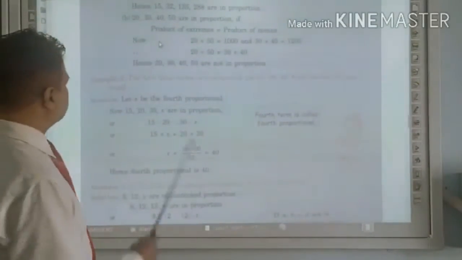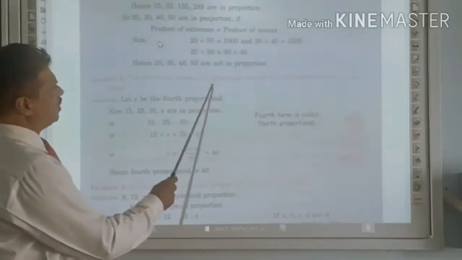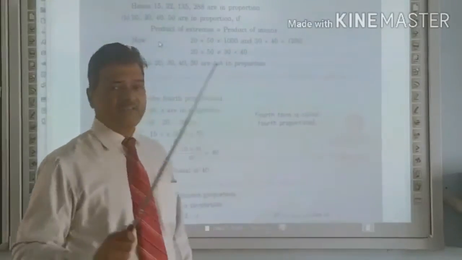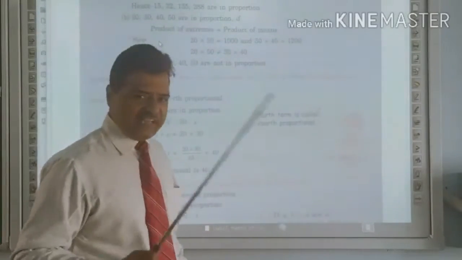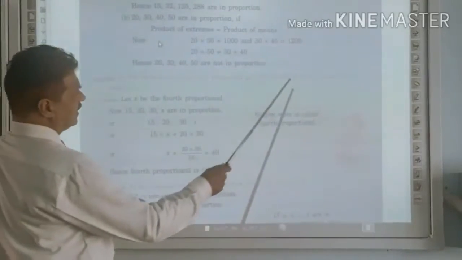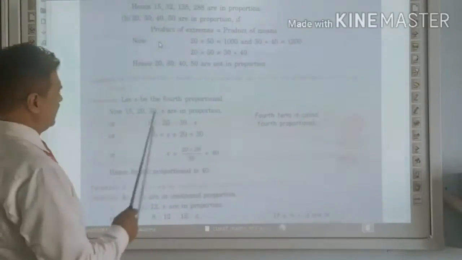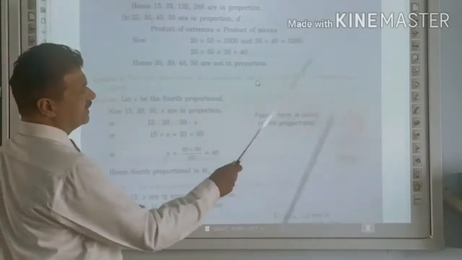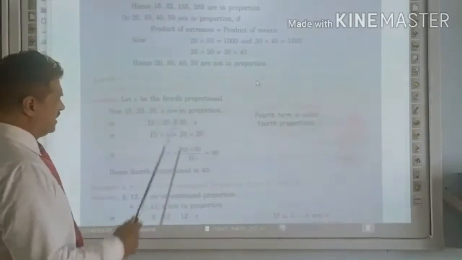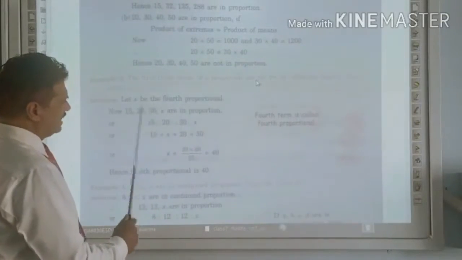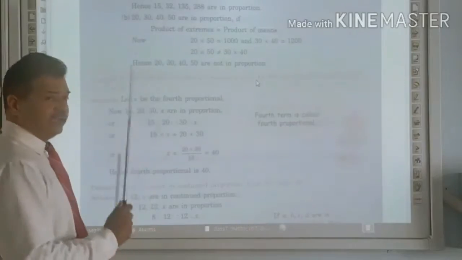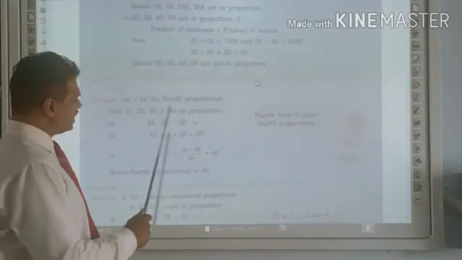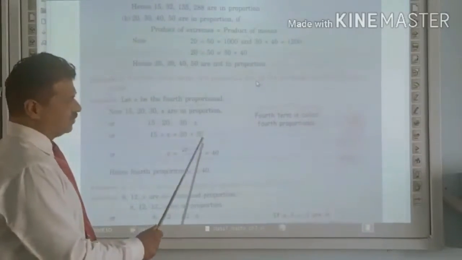Students, this is the second question. The first three terms of a proportion are 15, 20, 30. We want to find the fourth proportion. Suppose X is the fourth proportion, so we arrange 15 ratio 20 equals 30 ratio X. X is multiplied by 15, because 15 and X are extreme terms and the mean terms are 20 and 30, 20 into 30.